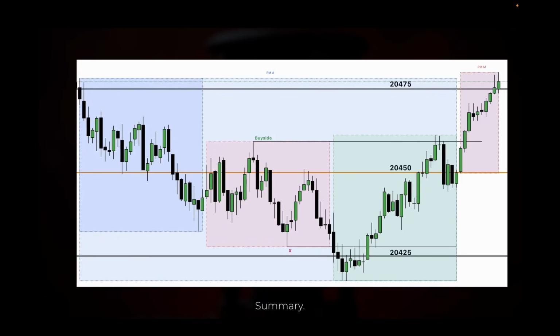Summary. What I want you to investigate is liquidity being engineered in advance of key levels. When you start paying attention to the higher time frame PD arrays that are in close proximity to these levels, you'll begin to see repeating signatures there. And that's something which I'm going to give to you as a homework assignment as well.